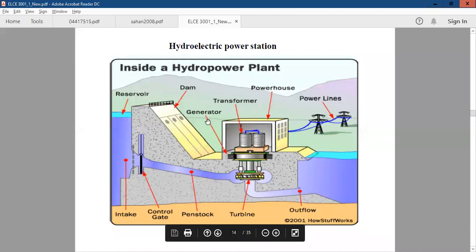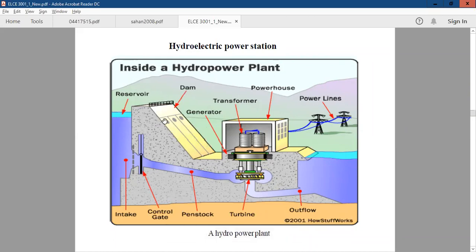It's robust. It has a longer life. Also, this type of plant helps in irrigation and controlling floods. The disadvantage, it involves high capital cost or high initial cost, because when we build the dam, it's very expensive. We are uncertain about the availability of water. We can't control the water. Maybe sometimes we don't have rains, we don't have snow, so it's uncertain.